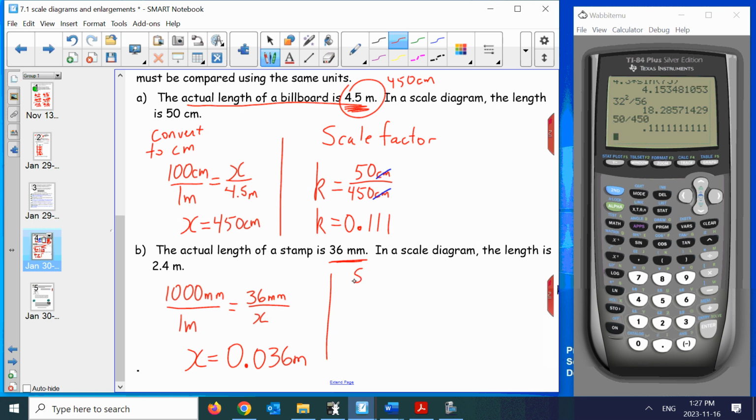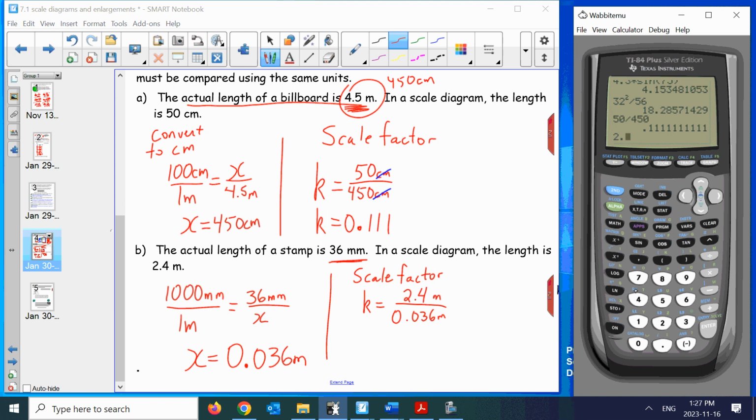Scale. I'm labeling my work so that your teacher can follow it really well. My scale factor as a fraction is going to be the actual, so that's the bottom, meters, matched to 2.4 meters. Quite a large poster. There's the fraction. But we know we've got to divide it.